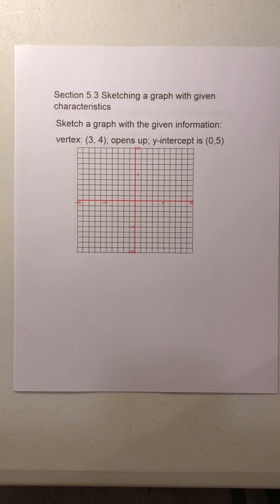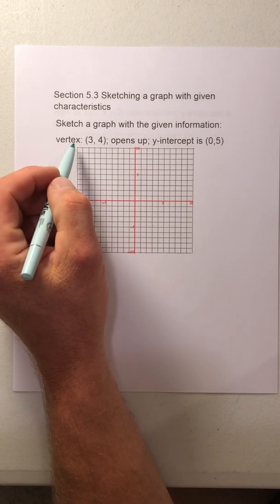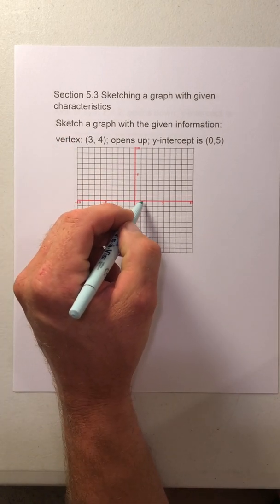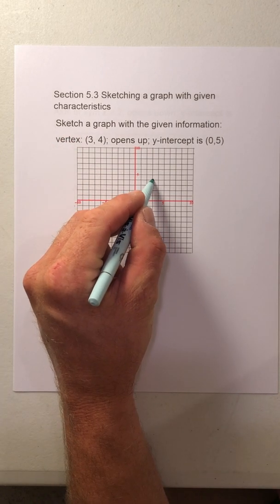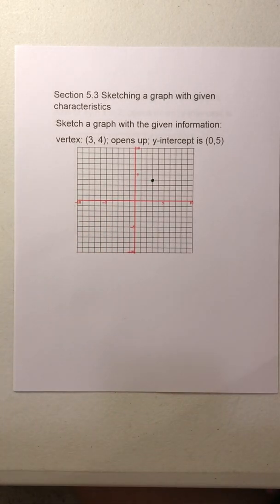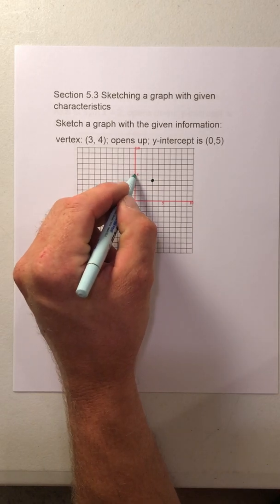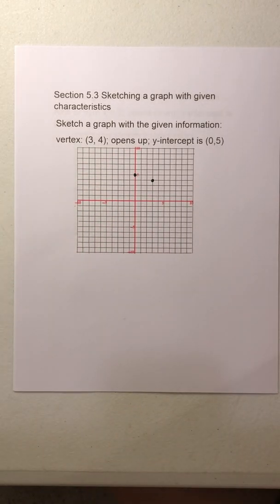It just depends on how the problem is set up and what they give us to work with in order to come up with the graph. So what I like to do is go ahead and plot everything that we know, any points that we know. That's the easiest way to get started. So we know our vertex is (3, 4). If we come over 3 and up 4, we know our vertex is there. We also have a y-intercept of (0, 5). So that's going to give us our point there.